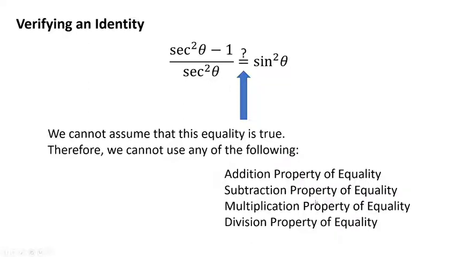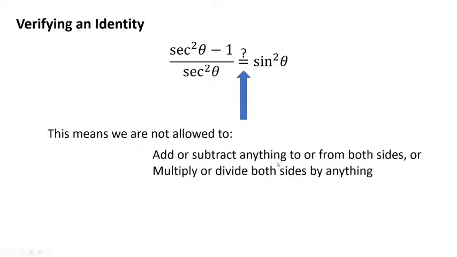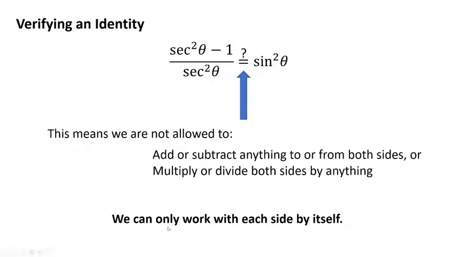Same thing with subtracting something from both sides of an equation, or multiplying or dividing both sides of an equation. We cannot do that because we have not demonstrated yet that these two things are equal. So we cannot assume that these things are equal, so we can't use any of those tools. So what do we have to do? We're not allowed to add or subtract anything from both sides or multiply or divide both sides by anything. So we're stuck with working each side by itself.